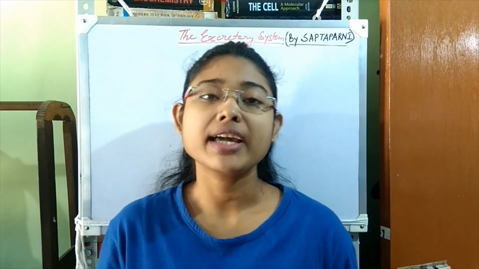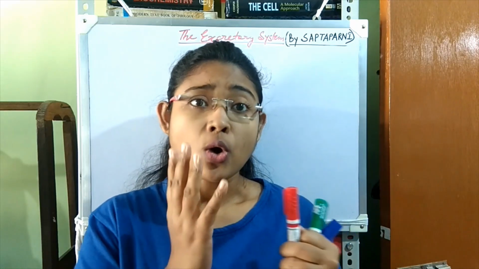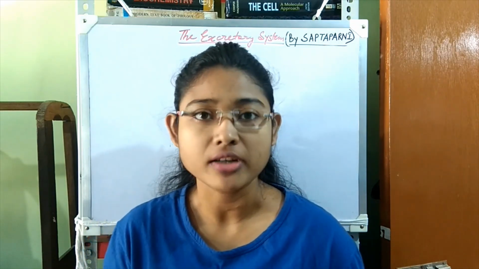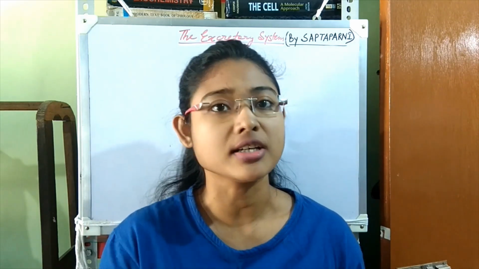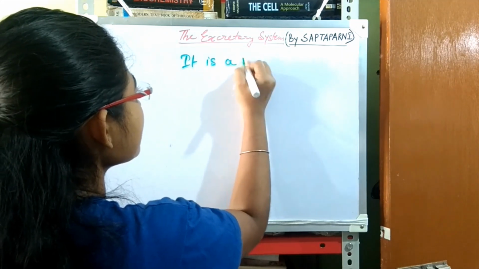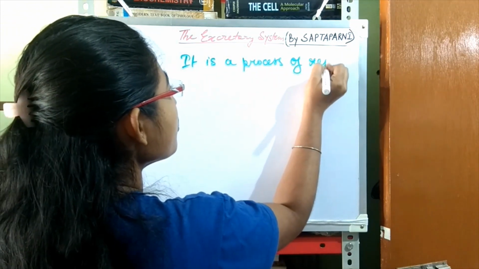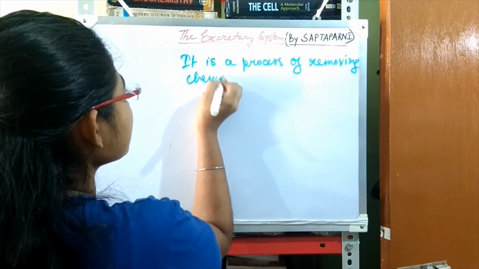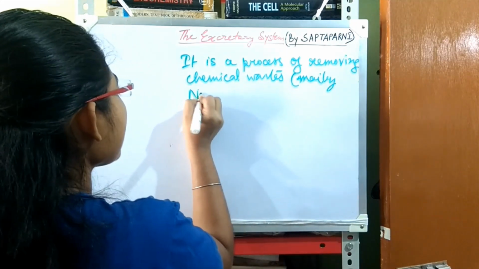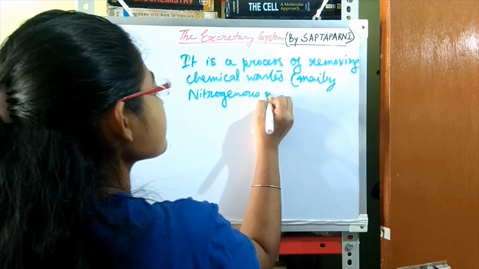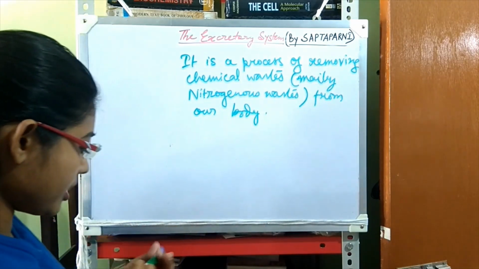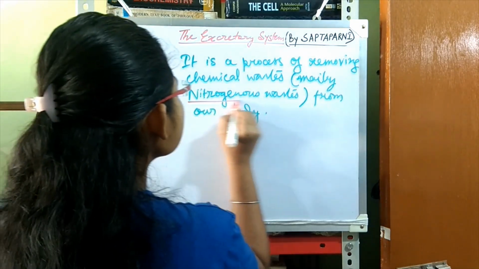So, by definition, excretion is the process by which we remove the chemical waste of our body. Okay, and the chemical waste here means the nitrogenous waste. So, let's write what is excretion. It is a process of removing chemical wastes, mainly nitrogenous wastes, from our body. Okay. So, excretion mainly means the removal of nitrogenous wastes. Okay.